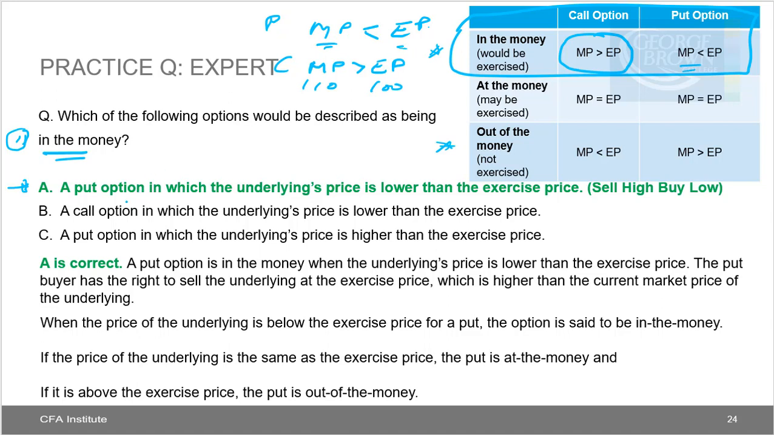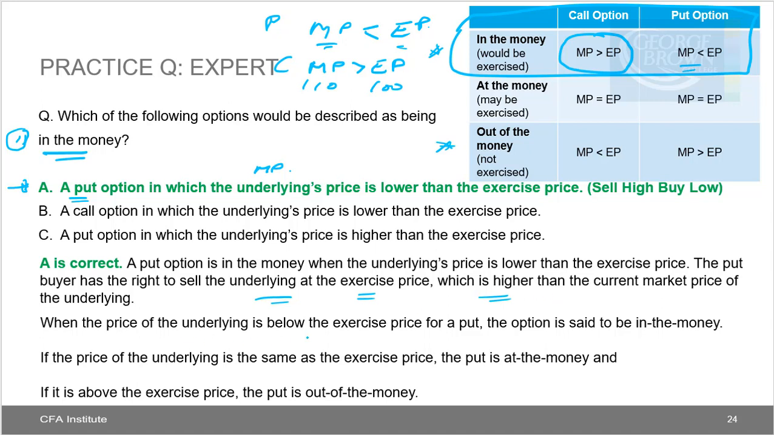So I'm reading the first one here, a put option in which the underlying price is lower than the exercise price. Underlying price, or write the word market price. And yes, that matches up with my grid, so A was correct. Again, a put option is in the money when the underlying price is lower than the exercise price. The put buyer has the right to sell the underlying at the exercise price, which is higher than the current market price. So we want to sell high and buy low.